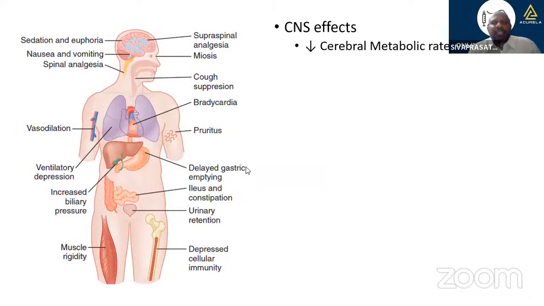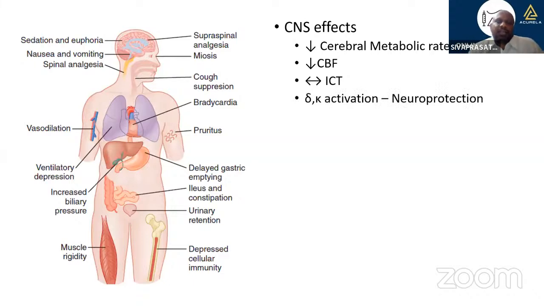Coming to CNS effects, as with all other anesthetic agents, they reduce the cerebral metabolic rate, CMRO2, and a specific effect, different from the inhaled anesthetics, is that it can reduce the cerebral blood flow. When you give inhalation anesthetics, the decrease in cerebral blood flow is more prominent. It does not have any effect on ICT, though we think that giving an opioid and the patient becoming sedated, his hypercarbia might increase ICT. That effect is actually not seen. And delta and kappa activation can produce some amount of neuroprotection in ischemic brain models.